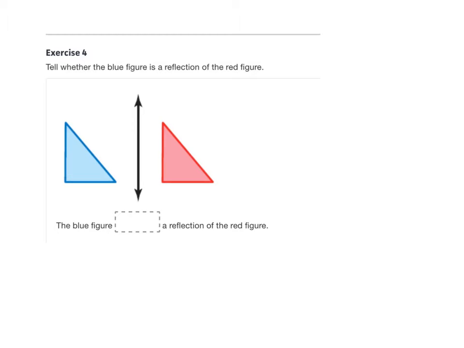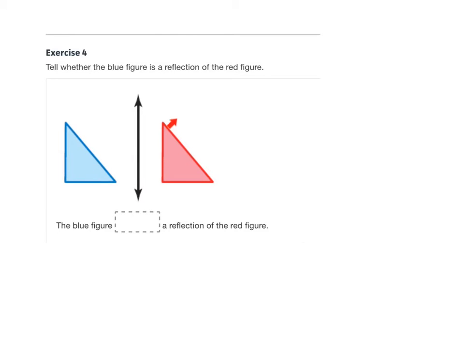Alright guys, let's go through the explanation from last night. Tell whether the blue figure is a reflection of the red figure. Well, this one is definitely not a reflection. This is a slide. And this one, why they put in this line is to tell you what it's reflected over. Now this would be a reflection over the y-axis, right?